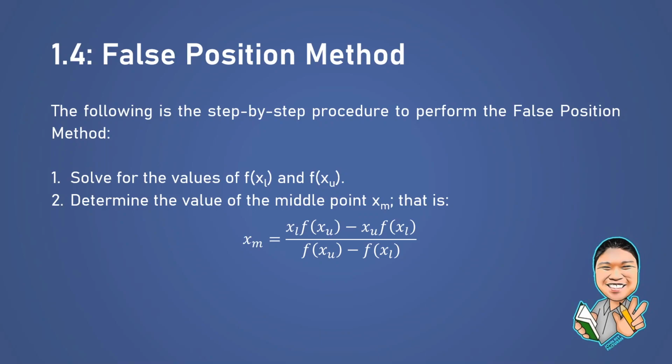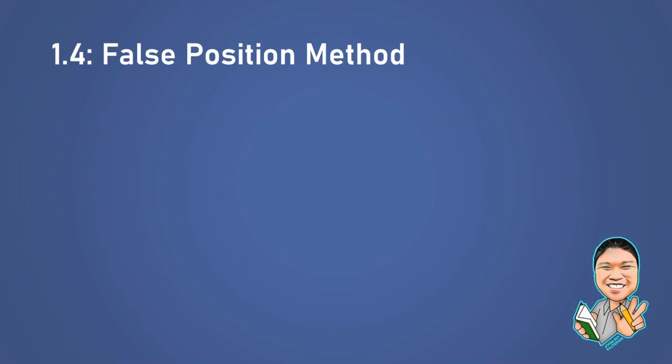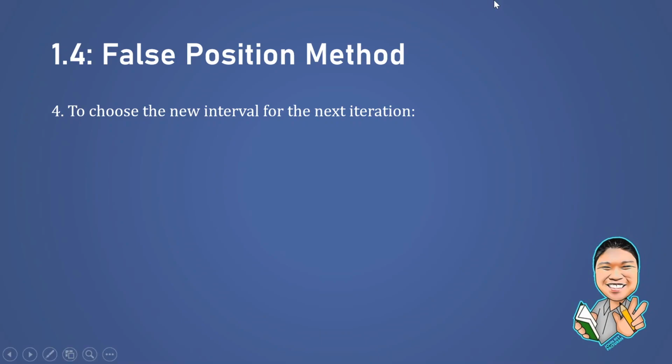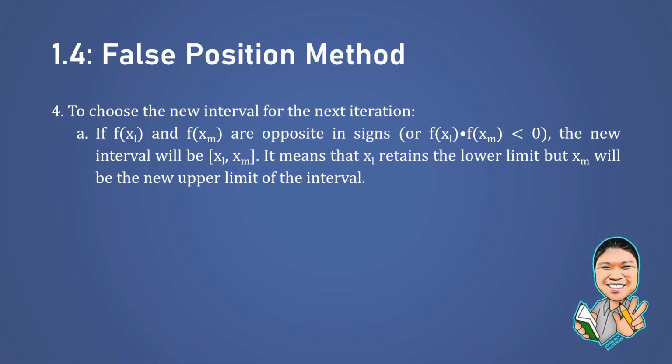So, na-discuss ko na yung derivation niya. Next step, solve for the value of x sub m. After nyong ma-solve yung x sub m, babalik ka doon sa pag-choose natin ng bagong interval. So, to choose the new interval for the new iteration, this is just the same lang naman doon sa ating bisection method. Okay? So, for the bisection method and the false position method, ganun din.